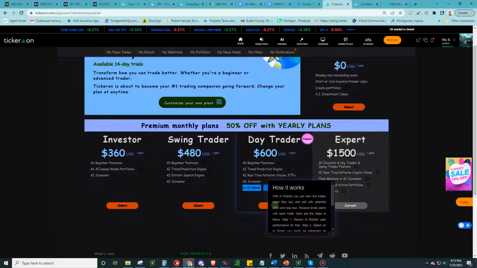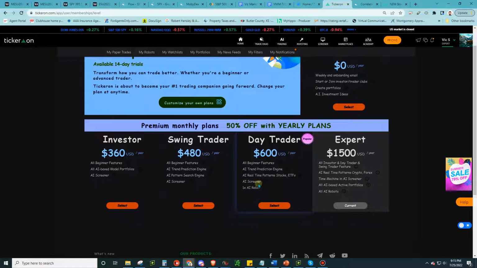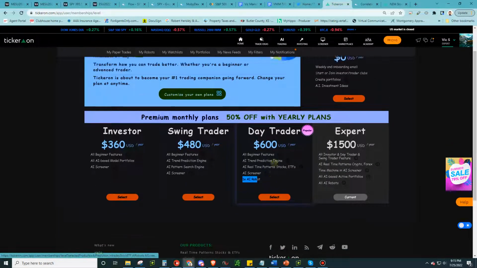Getting one bot, that's the one I would do, is this day trader one. You get this trend prediction engine, which I love. You get the AI real times patterns, which those are tradable patterns that get updated during the day. You get the AI screener and the AI bot. So that's the one I would do. What is that, $50 a month? So that one right there, really solid option to get going.